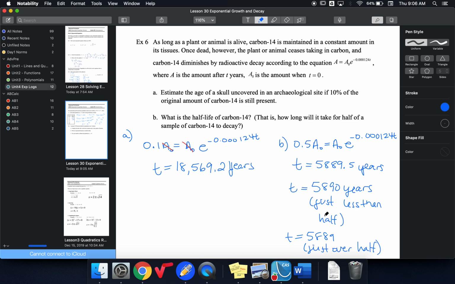So it depends on how your question is worded to know whether you're going to round up or round down, but those are things we need to think about. In this case, I would stick with our exact answer though.